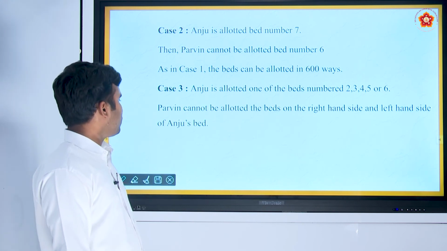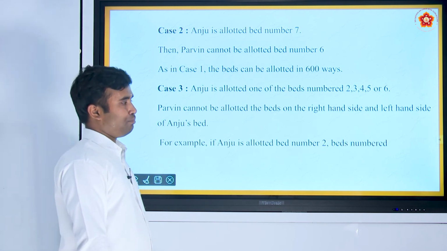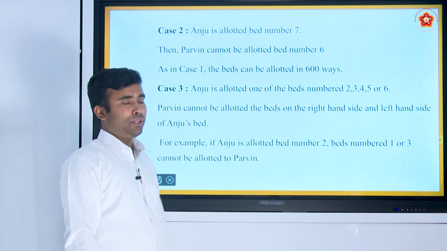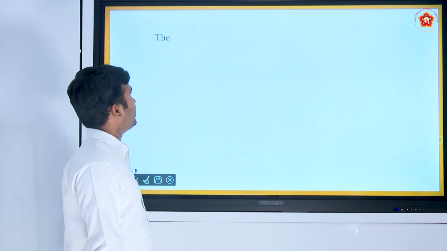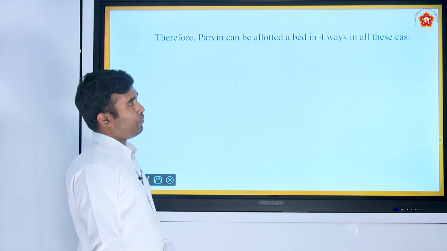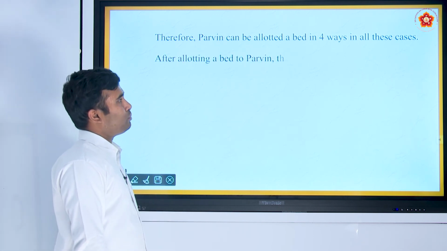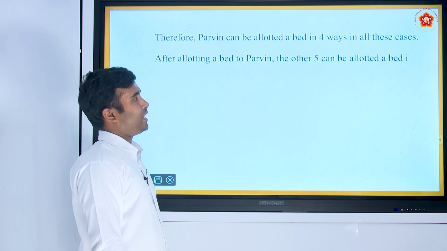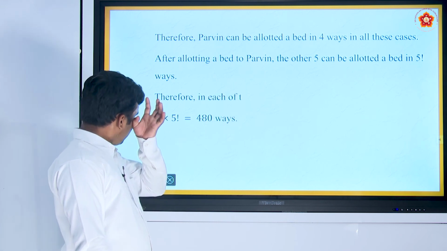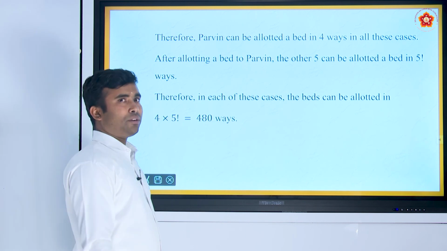So then how many ways? For example, if Anju is allotted bed number 2, beds numbered 1 or 3 cannot be allotted to Parvin because of the condition we know, right? Then what is the possibility here? Therefore, Parvin can be allotted a bed in four ways. In all these cases, after allotting a bed to Parvin, the other 5 can be allotted a bed in 5 factorial ways. Therefore, in each of these cases, the beds can be allotted in 4 into 5 factorial ways.